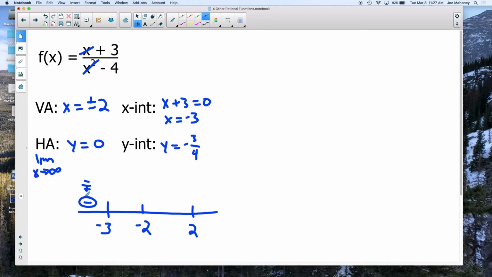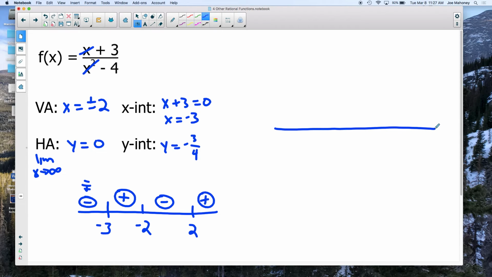Between negative 3 and negative 2, the numerator is going to be positive. My denominator is going to be positive as well. So I'm going to get a positive value there. Between negative 2 and positive 2, well, there's a 0. There's my y-intercept. I'm negative. And once I go outside of 2, positive on top, positive on the bottom, I'm going to be positive.